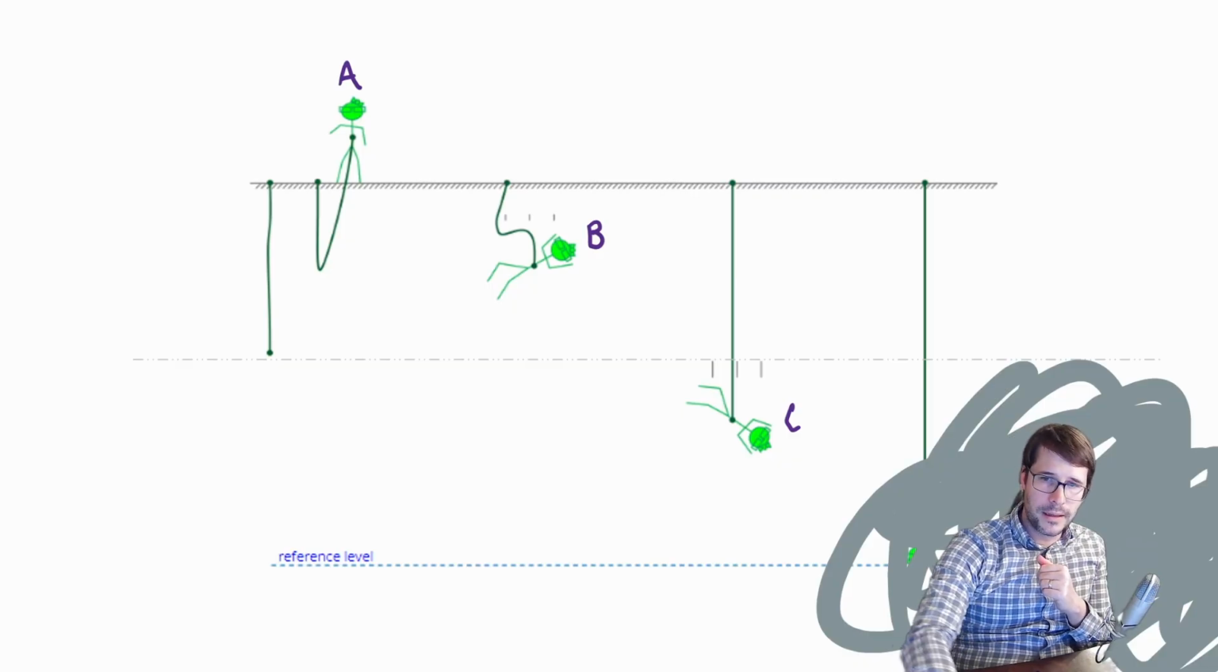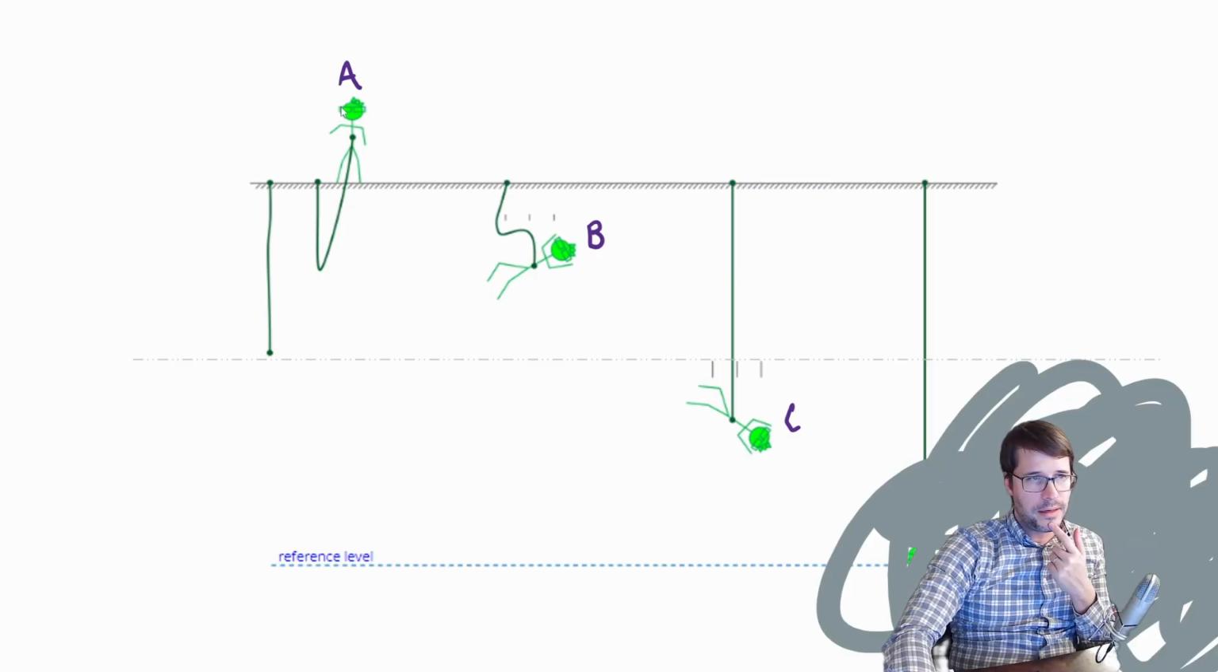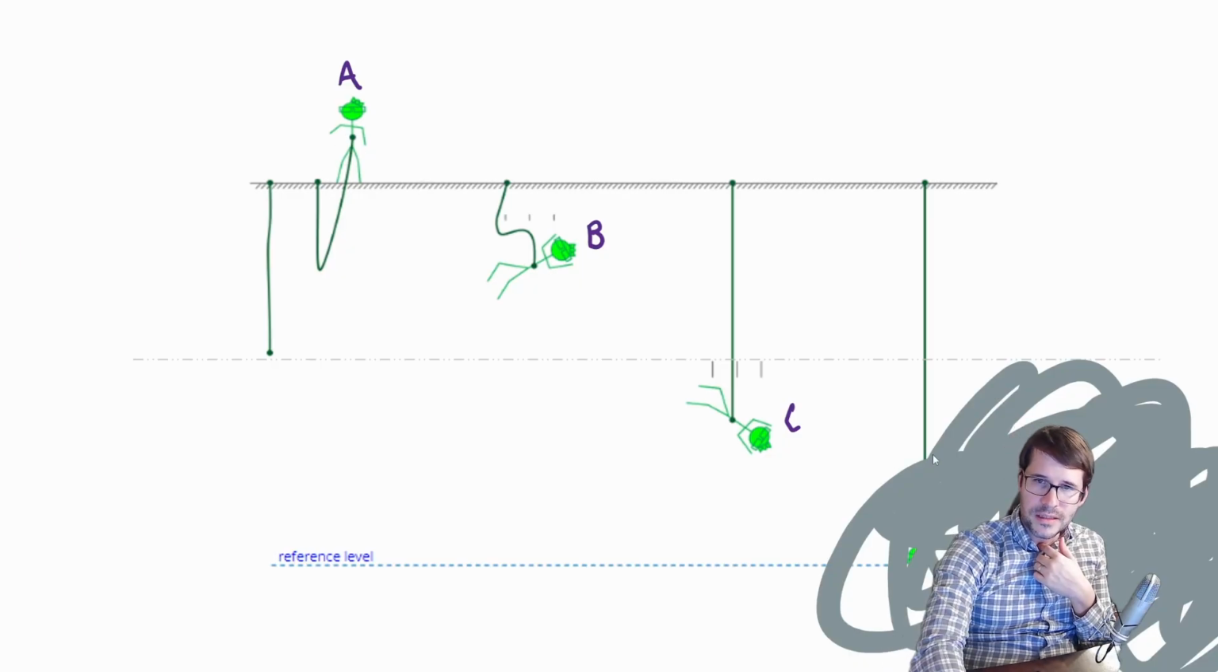Oh, and this one I sort of got in the way a little bit. We've got here A, B, C, and then D down here is back behind my little scribbles. And this person, they sort of stop down here all the way at the reference level. So give yourself a second and see if you can identify the kinds of energy at each of these spots.